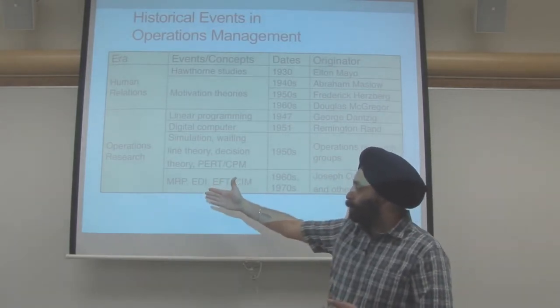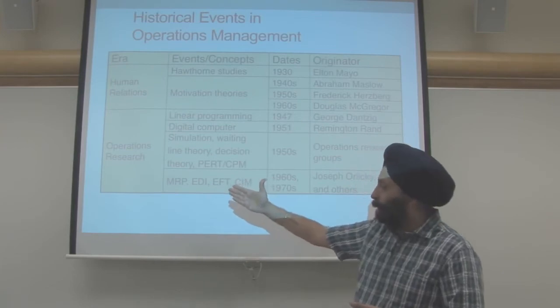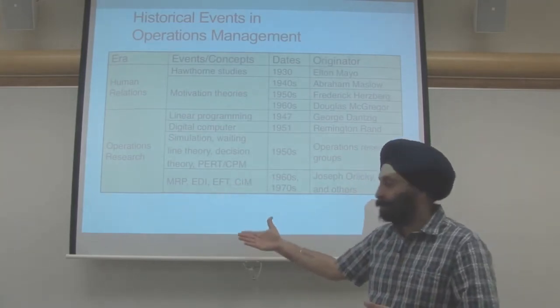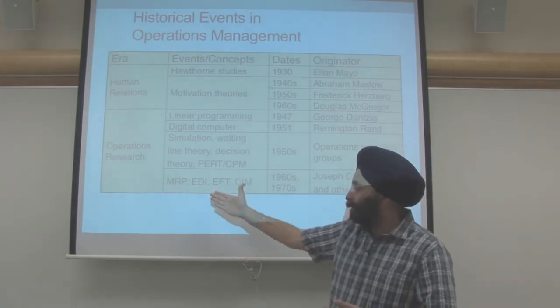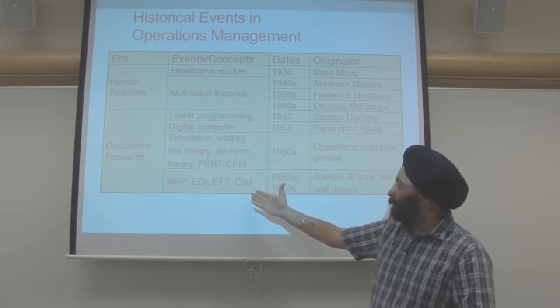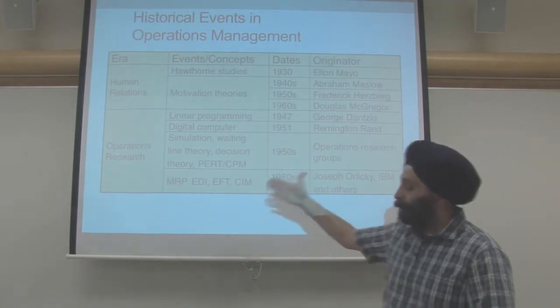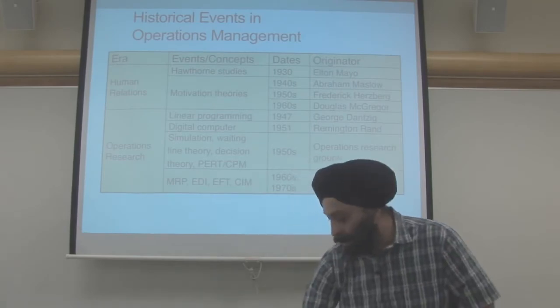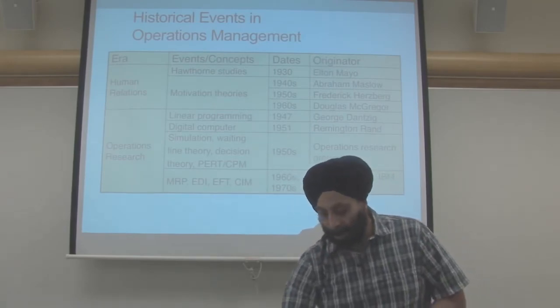Then moving on to MRP, material requirements planning, which we cover in later chapters of this course, electronic data interchange, etc., and computer integrated manufacturing. All of them came often from the operations research area in the late 60s and 70s.